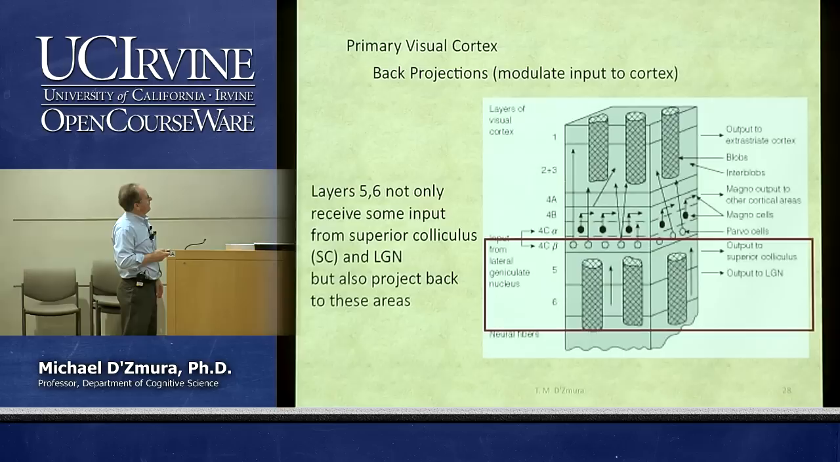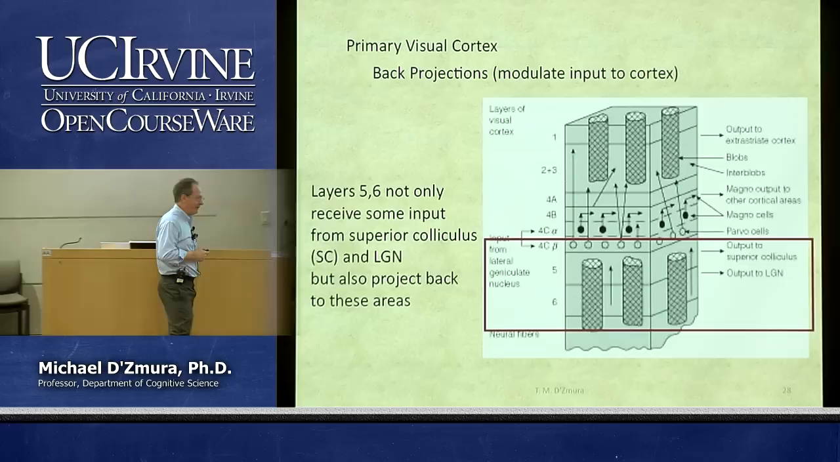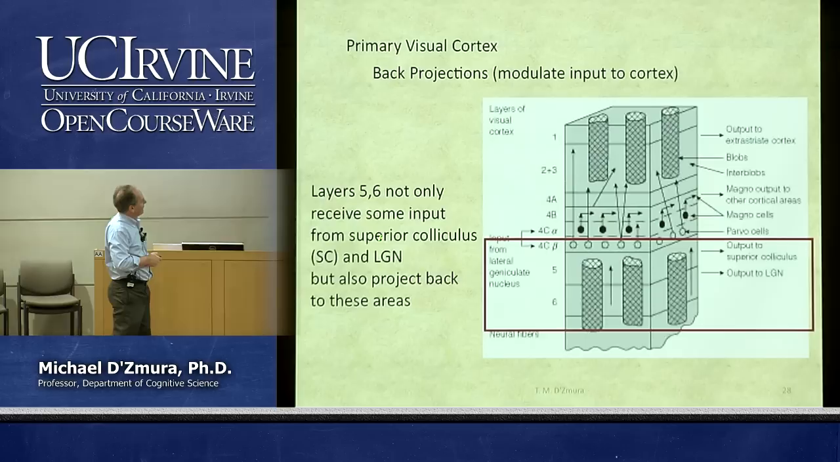You're probably wondering about these deep layers. Well, layers 5 and 6 receive some input from the superior colliculus, which is in the midbrain or mesencephalon, and which is sort of a secondary area where retinal ganglion cells project. They receive some input from superior colliculus and LGN. It turns out they also project back to these areas.